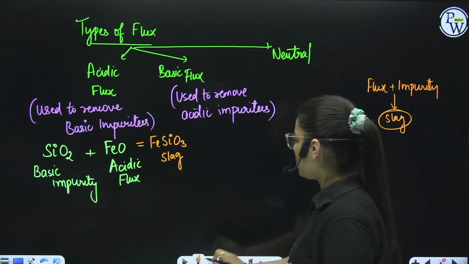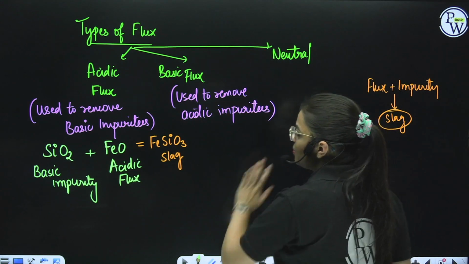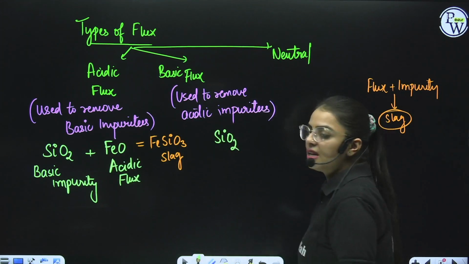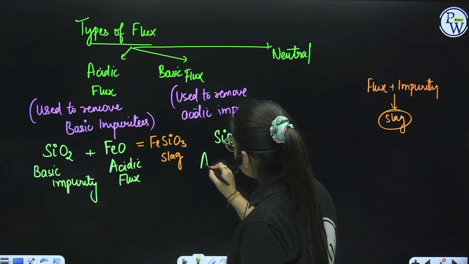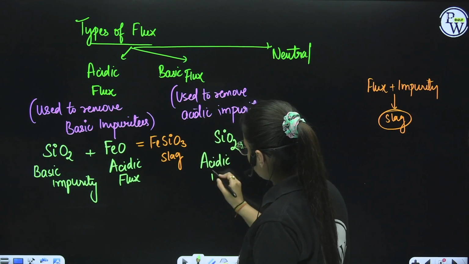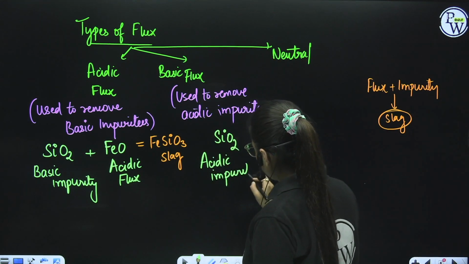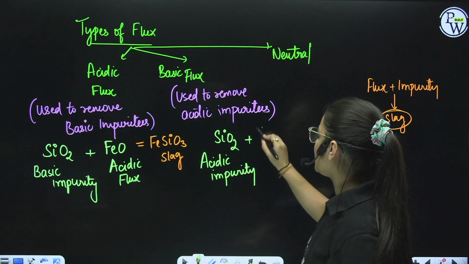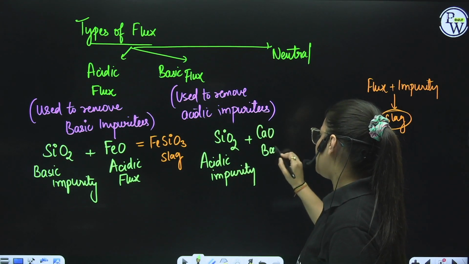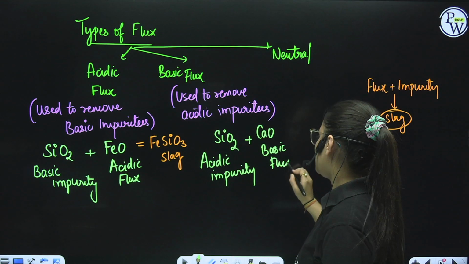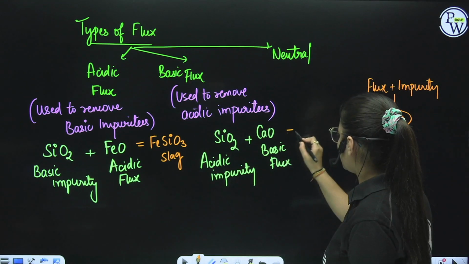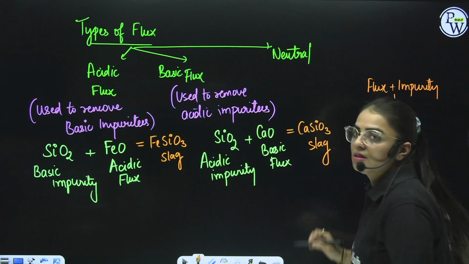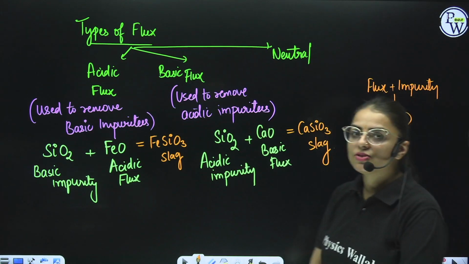In a similar way, if I'm talking about basic flux, here acidic impurity is present. So let's say again here SiO2 is acidic impurity. See, here it was acting as a basic impurity. Here it is acting as an acidic impurity. So now in this acidic impurity, I'm going to add a basic flux. So over here, the basic flux that I'm taking is CaO. This is my basic flux. So when I'm adding them together, we are going to obtain a slag, that is CaSiO3. This is the slag obtained from here. Everybody just write it down.